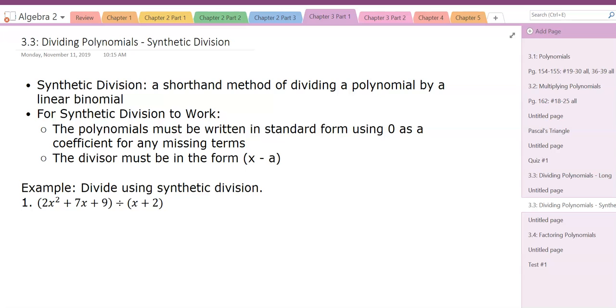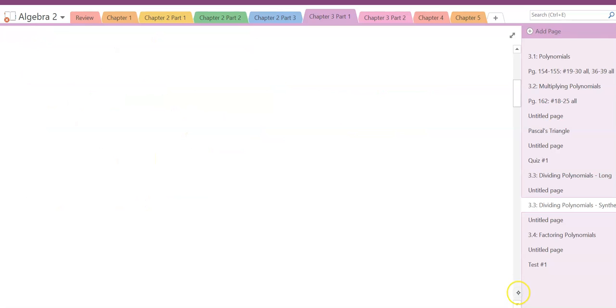In order for synthetic division to work, the polynomial that you're dividing into must be written in standard form. And if there are any missing terms, you have to put a 0 in for its place. We did that a little bit with long division too, where we had to hold the place value with a 0 if it was missing. And like I said, the divisor must be in the form of x minus a number, or x plus a number.